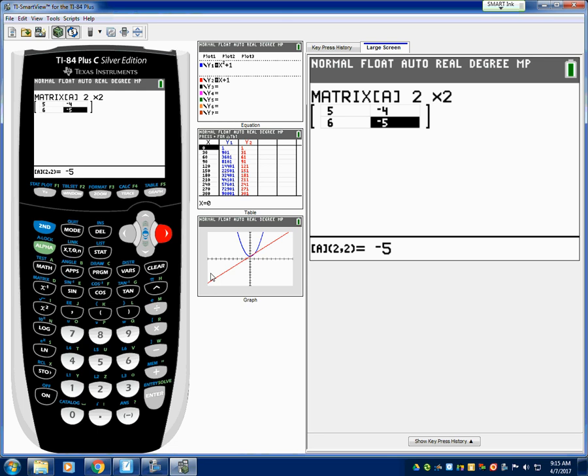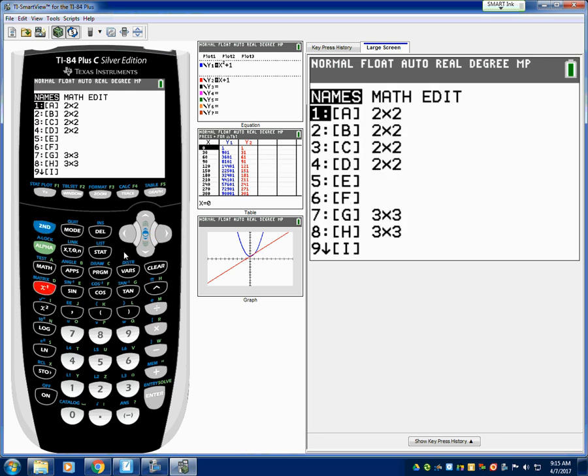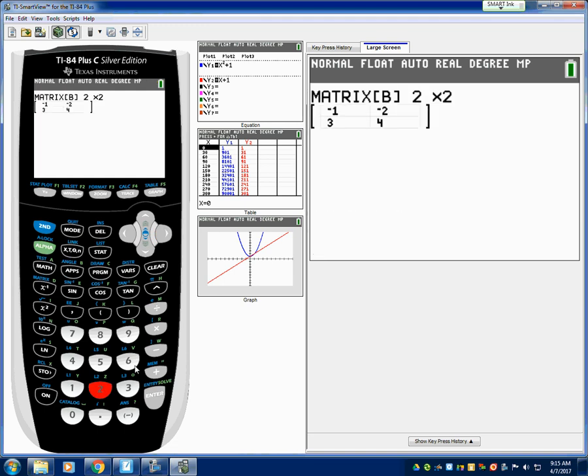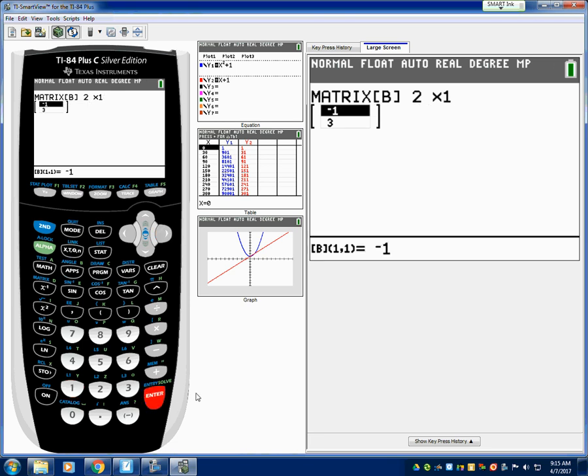Now go back to the matrix menu, second matrix, go over to edit. We're going to edit matrix B, which is number 2. And matrix B is actually now 2 by 1. So when I change this to 2 by 1, you'll see that the matrix size will change. My answer matrix was a 2 on the top and a 1 on the bottom. So that's my matrix B. Quit out of there.